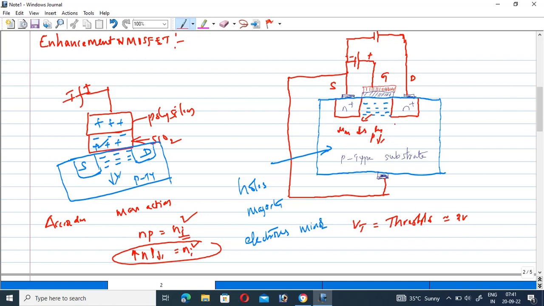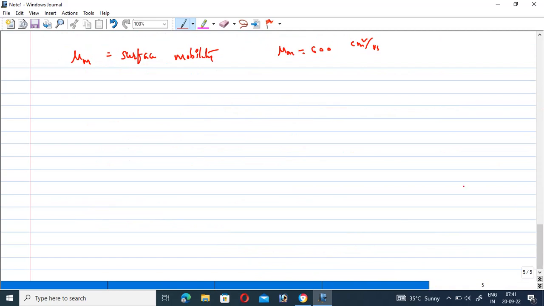It is in the order of around 600 cm square per volt second. If you compare with the bulk value, that is very high, around 1500. Mu n is low because of the scattering of the electrons at the surface, from the trapped charges in the oxide layer. The value is very low because we are considering only part of the region.